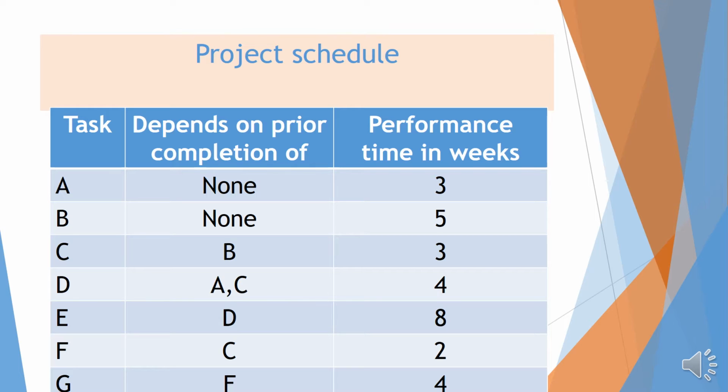When you look at D, it depends on prior completion of A and C, i.e. A and C are predecessors. We could also say that task D uses inputs from A and C, so there's no way it can start before A and C have been completed. And so it goes through up to J, the last task which completes the project.